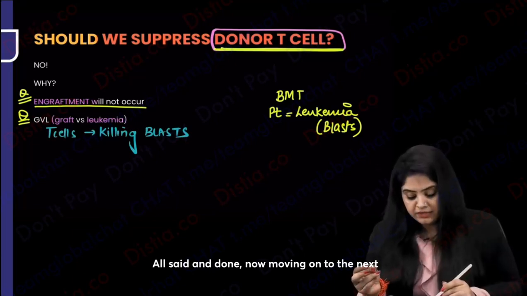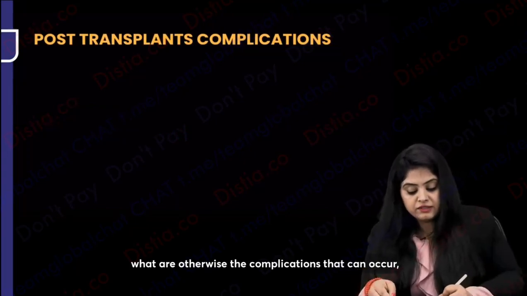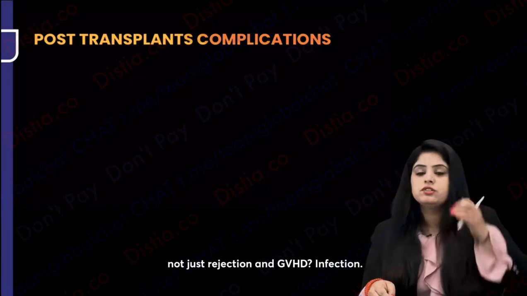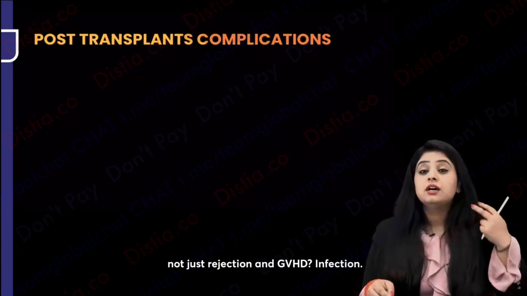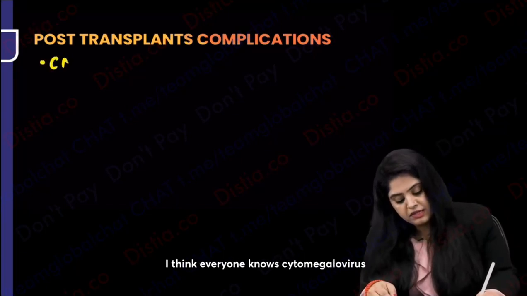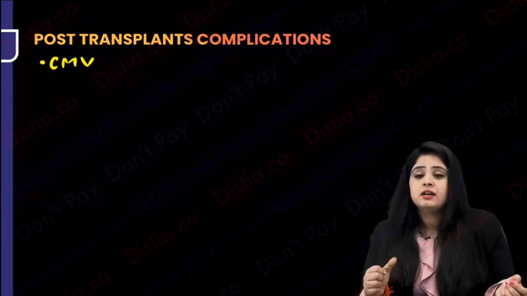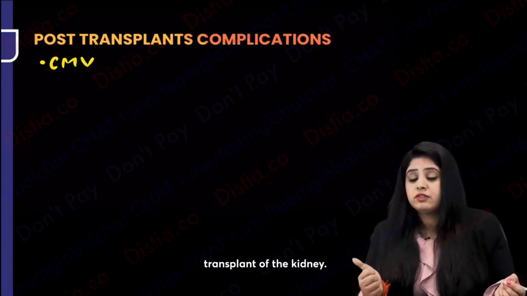Now moving on to the next thing, what are we going to do in terms of complications? What are otherwise the complications that can occur? Not just rejection and GVHD, infections. So what all infections can happen? I think everyone knows cytomegalovirus infection is very common following, say, transplant of the bone marrow, transplant of the kidney.